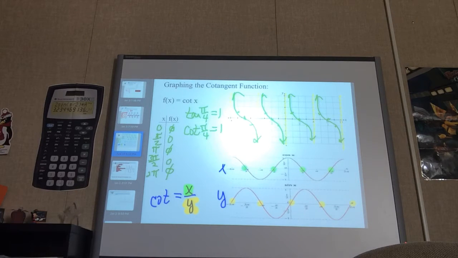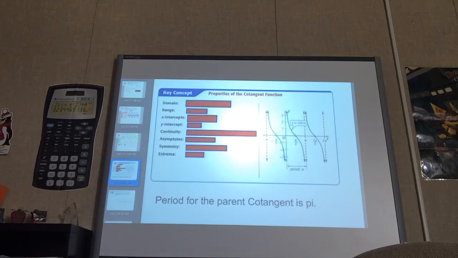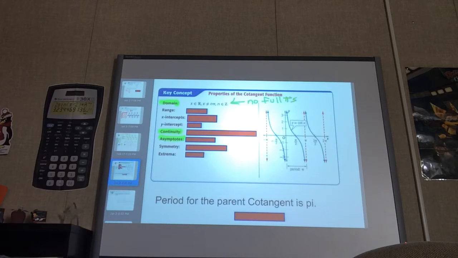Let's write down the properties, and we'll do an example of these, and then we're done. Here are the properties. The domain says that we cannot have a full pi. So 1 pi, 2 pi, 3 pi, 4 pi, negative 1 pi, negative 2 pi, 0 pi. And remember, the domain, continuity, and asymptotes all go together. So they all mention the fact that we cannot have a full pi.